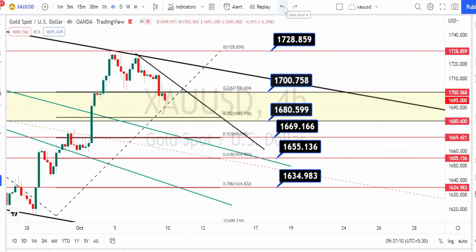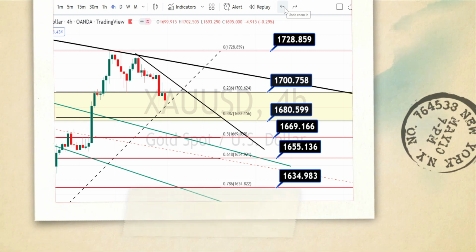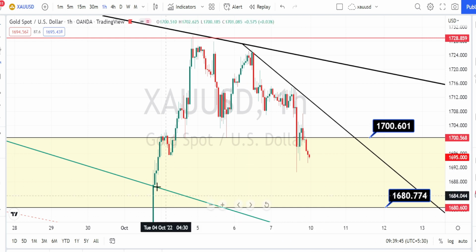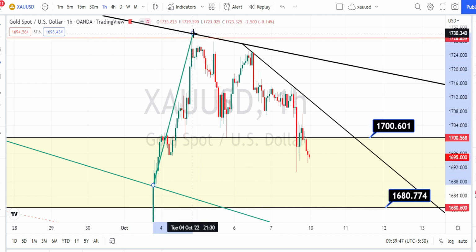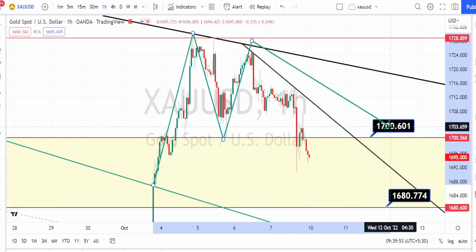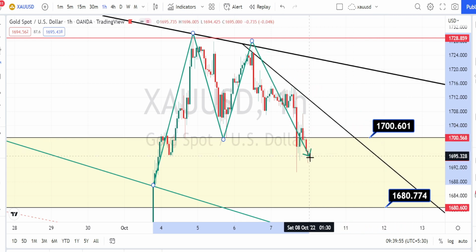Let us do the analysis in hourly time frame. I'm in hourly time frame. When we look at the price action in hourly time frame, we already know from the Friday's analysis that it was forming a double top pattern, and it has clearly broken this neck level, which is around 1700, and it has started its bearish side retracement.